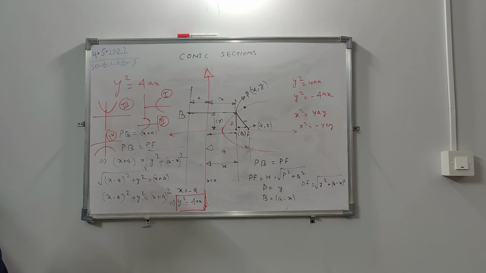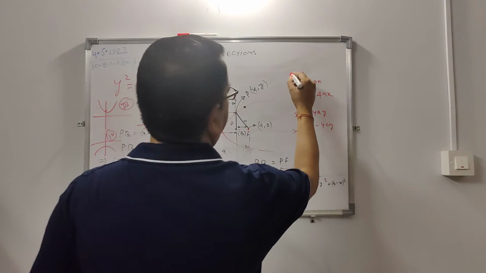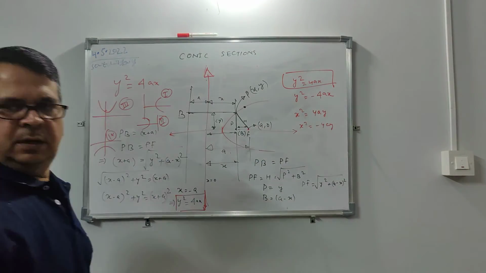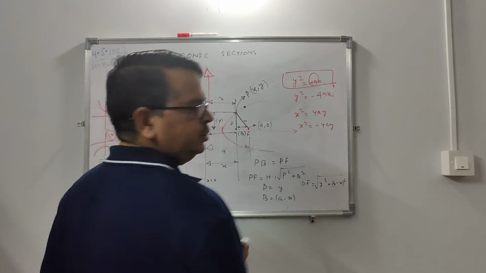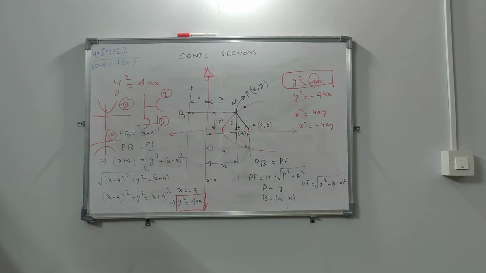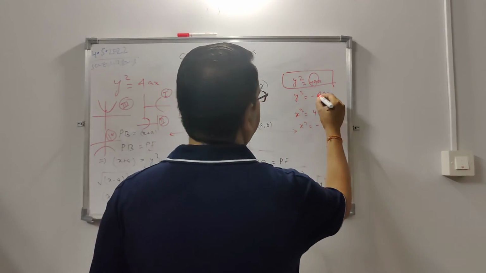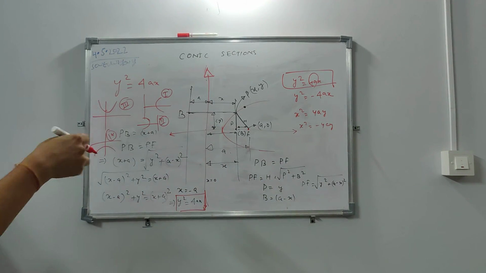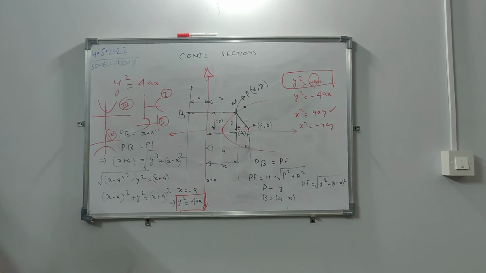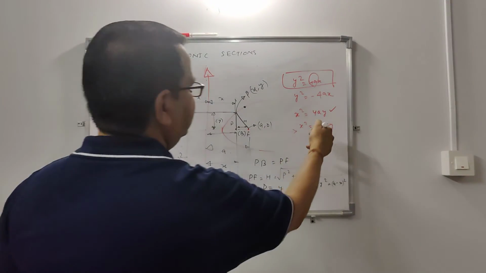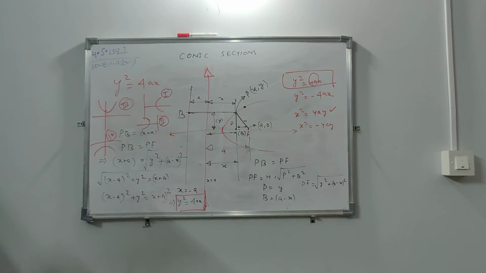When the axis of symmetry is along the x axis, the parabola opens to the right if the coefficient of x is positive. So this is if this term 4a is positive, so it will open to the right. If it is negative, it will open to the left. And the same is the case here: if it is positive, it will open upwards, and if it is minus, it will open downwards.